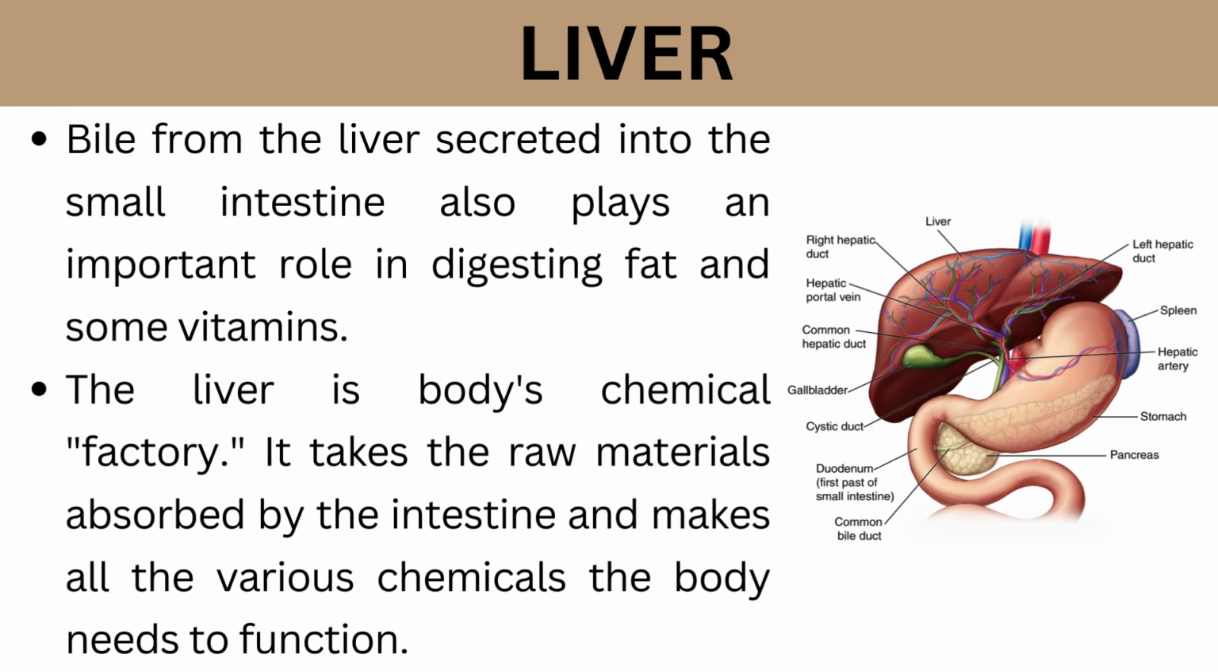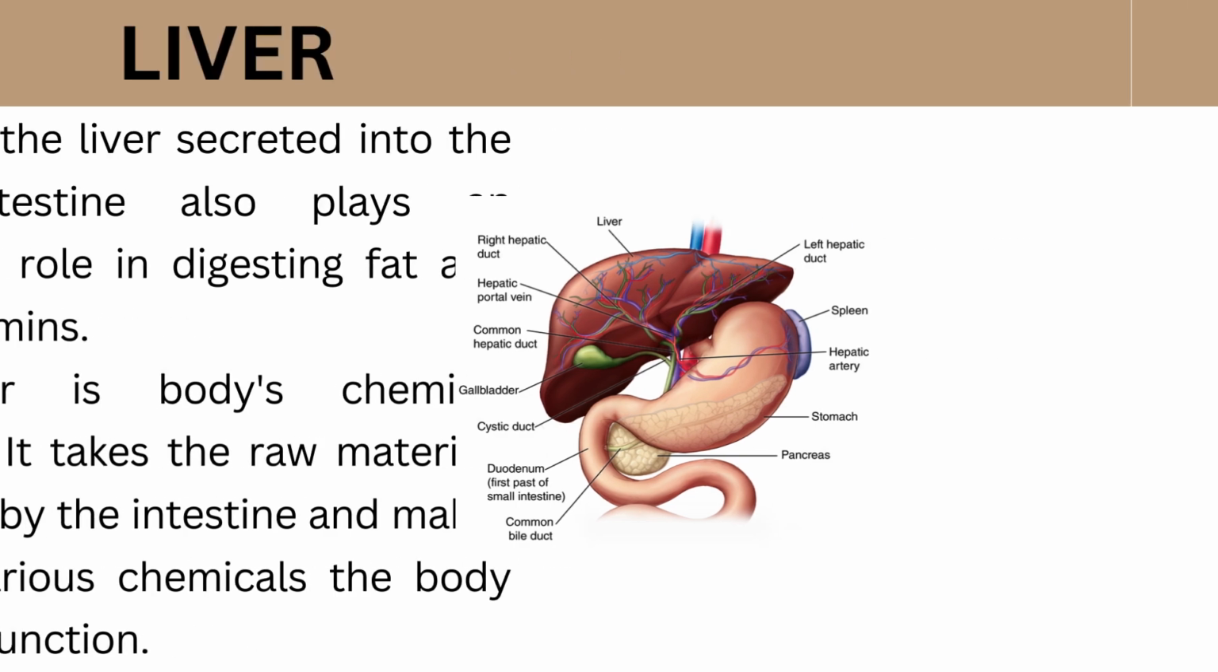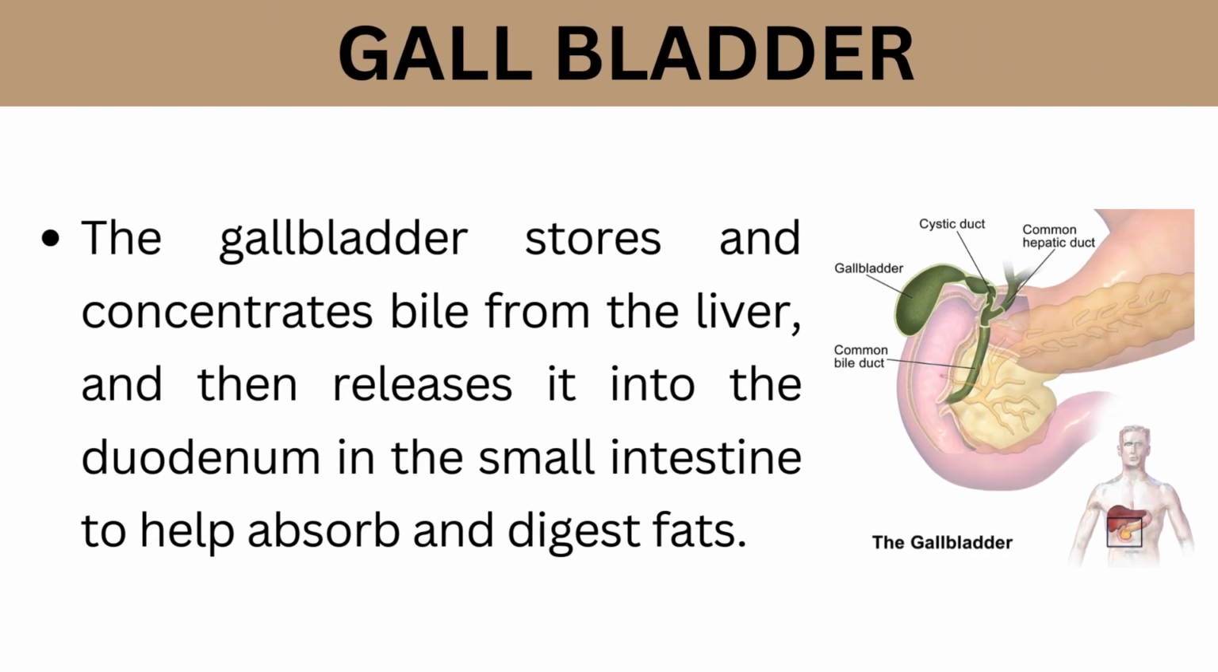The liver is the body's chemical factory. It takes the raw materials absorbed by the intestine and makes all the various chemicals the body needs to function. The gallbladder stores and concentrates bile from the liver, and then releases it into the duodenum in the small intestine to help absorb and digest fats.